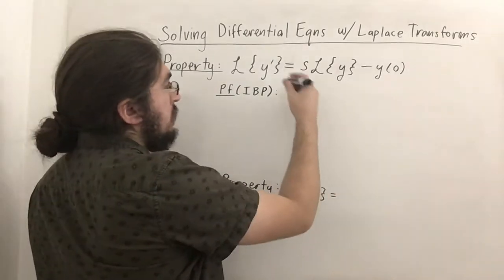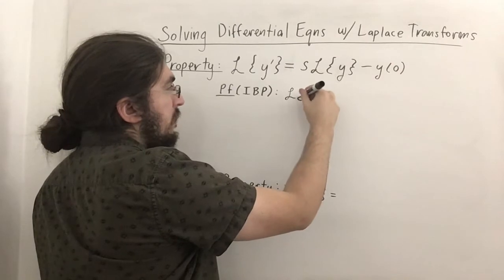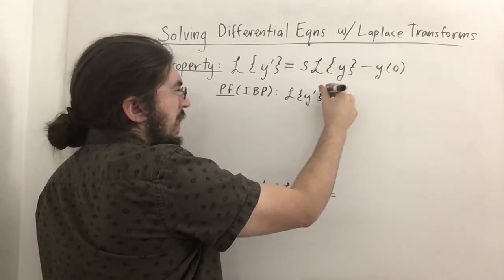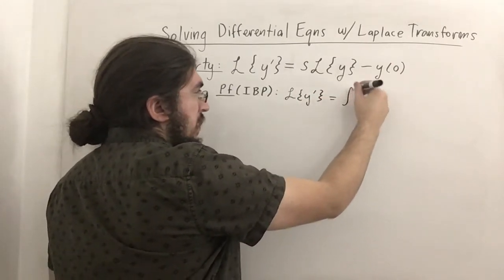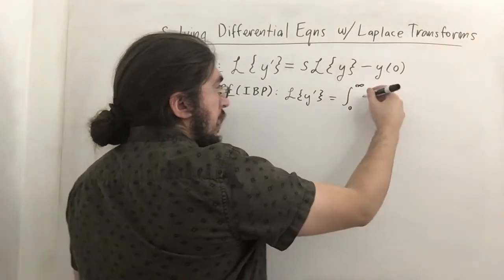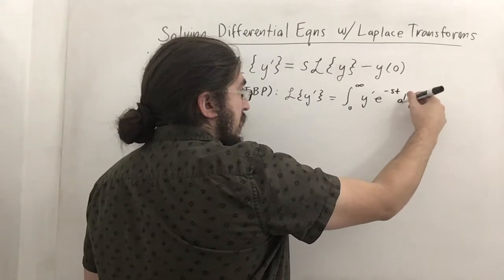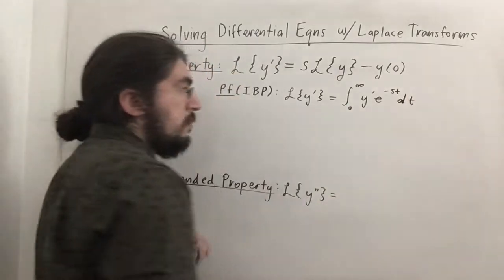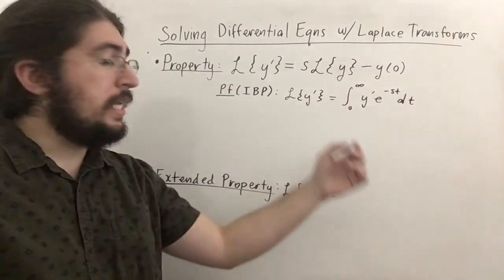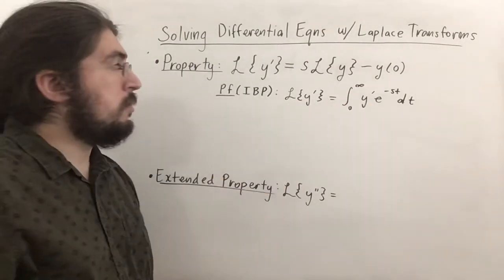The first thing is we want to find Laplace of y prime. So y is a function of t, so by definition this is the integral from 0 to infinity of y prime times e to the negative st. That's the definition of Laplace of something after all. Just multiply it by e to the negative st dt in this integral from 0 to infinity.